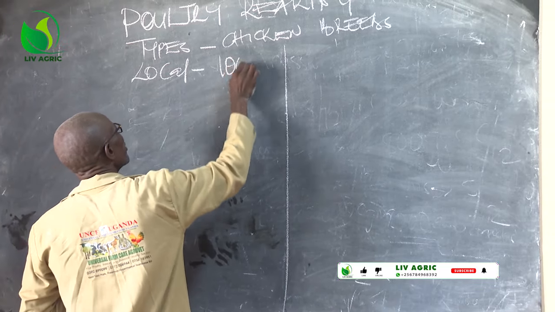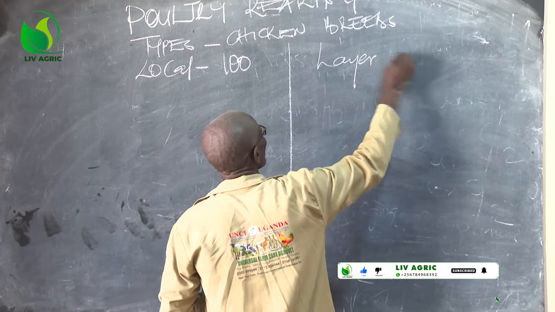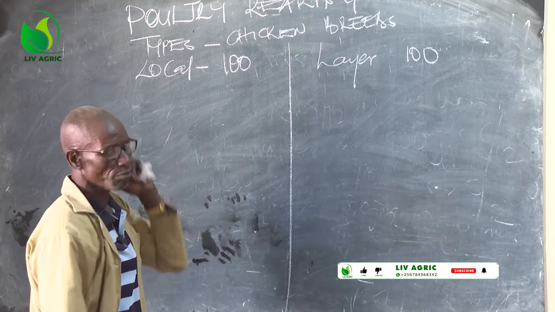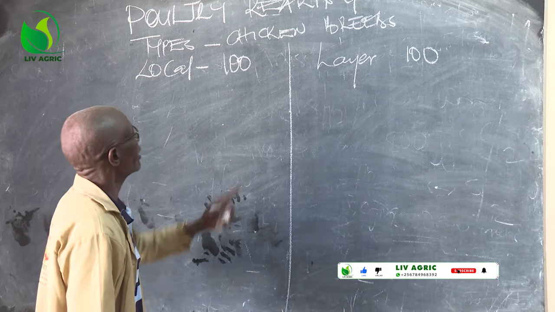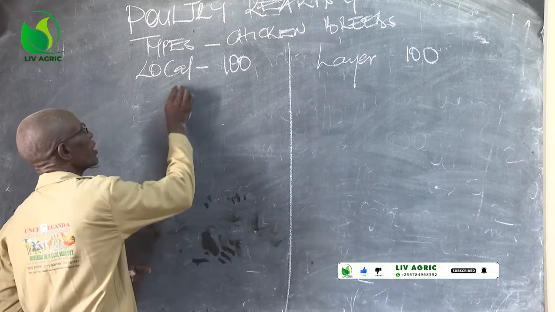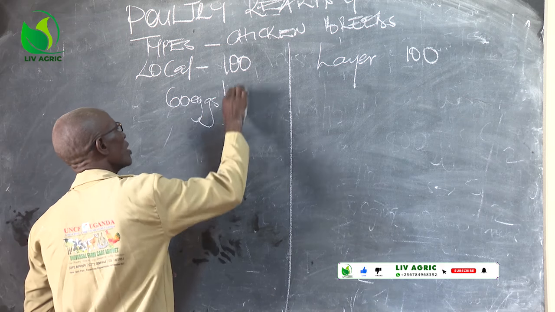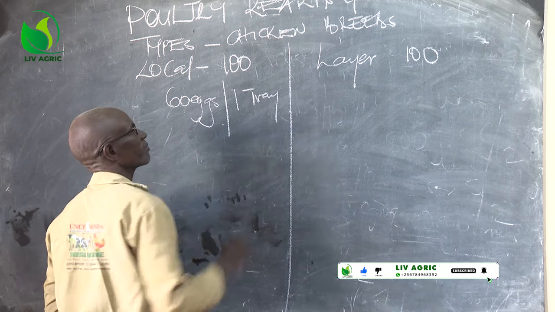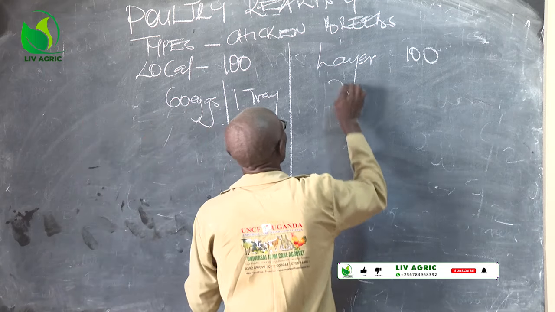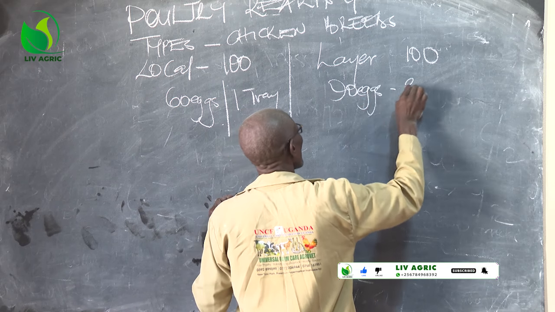We have only 100, and this is the layer. We have still 100. Let's go into business. There's 100 hens of local. We expect 60 eggs. That's one tray. The layers commercial, we expect 90 eggs. These are three trays.